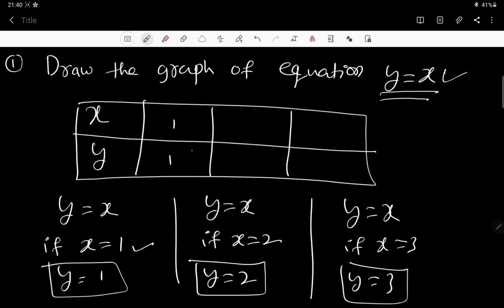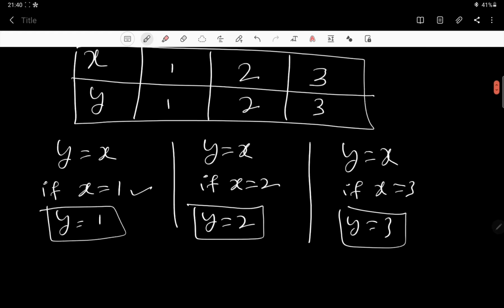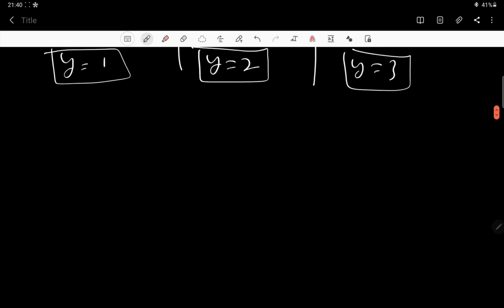X is 1, y is 1. X is 2, y is 2. X is 3, y is also 3. All right, so you got this table. Once you have got the table, now it is time for us to draw the graph. Now how to draw the graph?